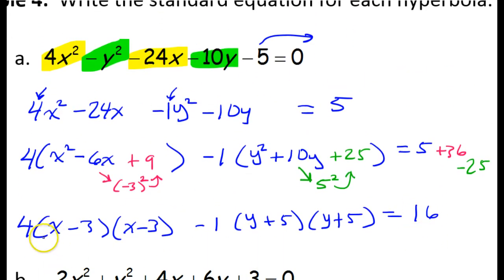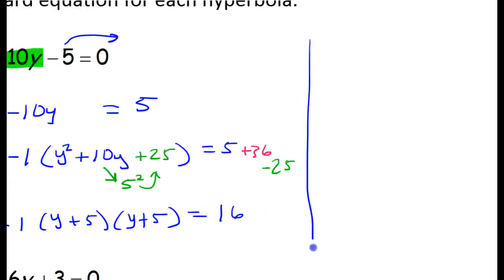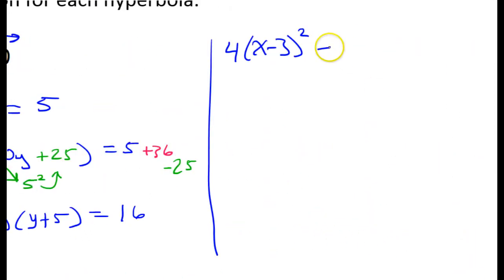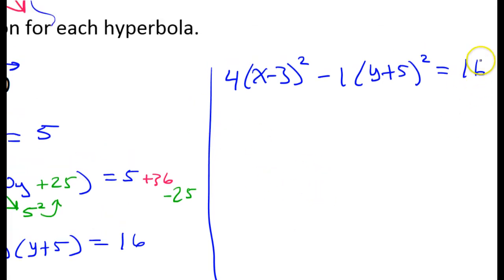Okay, now that I have x minus 3 times x minus 3, I can write 4 times x minus 3 squared. Okay, and then I've got -1 times, but instead of writing y plus 5 times y plus 5, I will write y plus 5 squared equals 16. Now, the standard form equation of a hyperbola always has 1 on the right-hand side, the number 1.